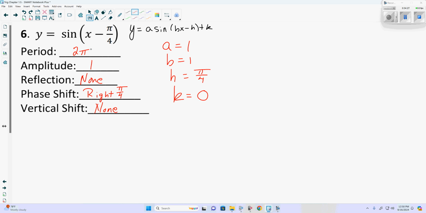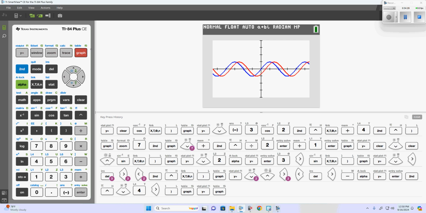Now, if we look at the graph, we said it shifted pi over 4 units to the right. So it is shifting right, because the graph in red would be the new one. And we can see that it is shifted to the right that far for each and every single one.